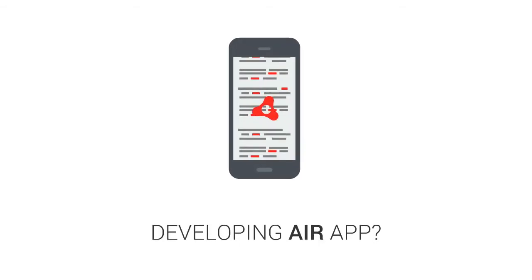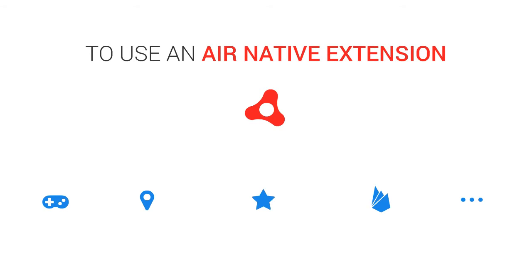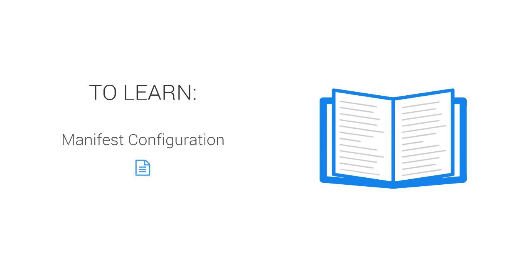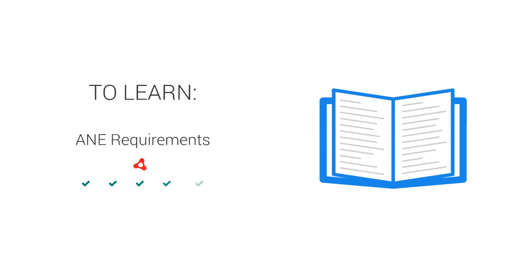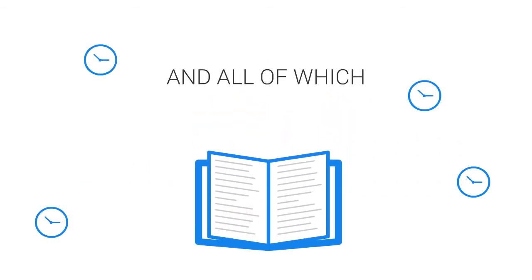Developing an AR application is awesome, I know. But most of the time, you are spending hours in order to use some AR native extensions, right? You need to study ANE's instructions to learn how to configure the manifest file, what dependencies the ANE has, what resources the ANE has, what iOS framework files the ANE needs, what minimum requirements the ANE needs, and to top it all, all of which are different from ANE to ANE.